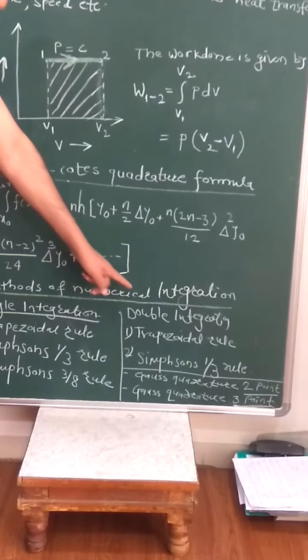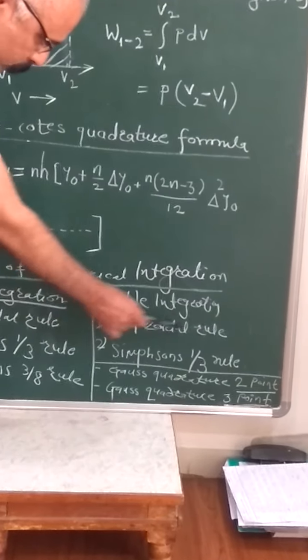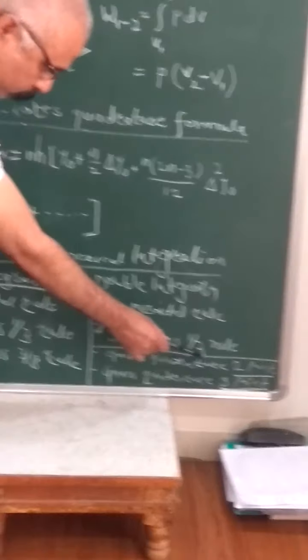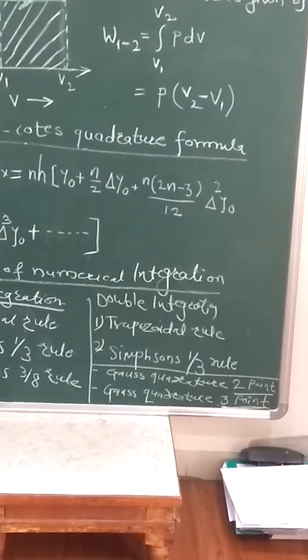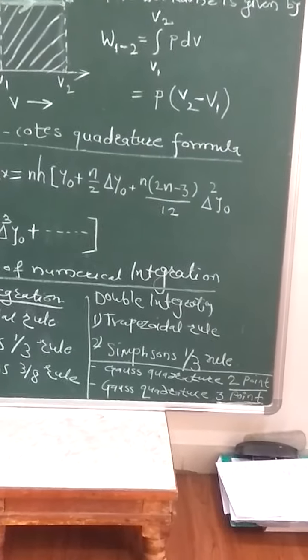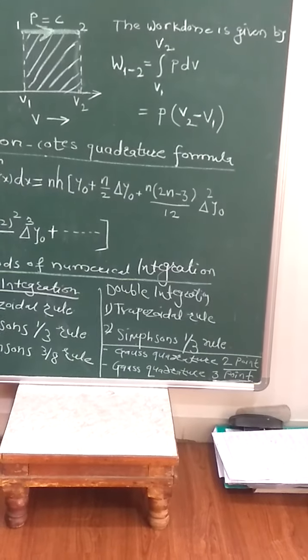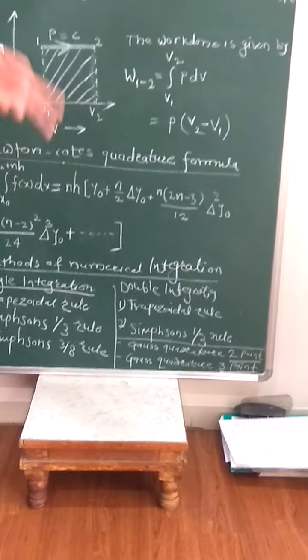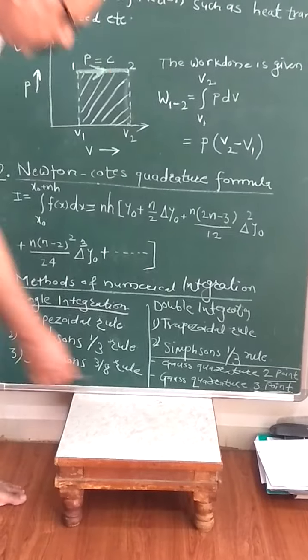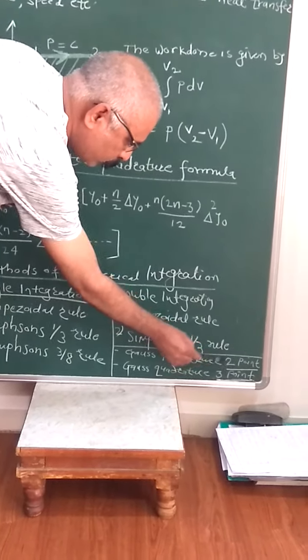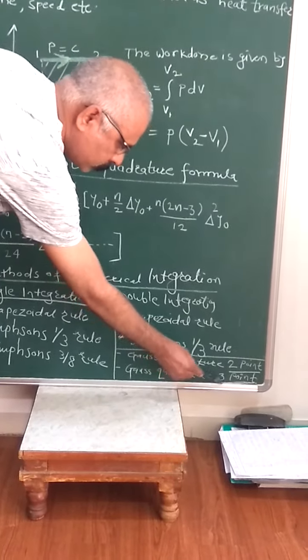Similarly, for double integration, the methods are the trapezoidal rule, Simpson's 1/3 rule, and the third category is the Gauss quadrature method. Again, there are two methods for Gauss quadrature, 2 point and 3 point. That is Gauss quadrature 2 point and Gauss quadrature 3 point.